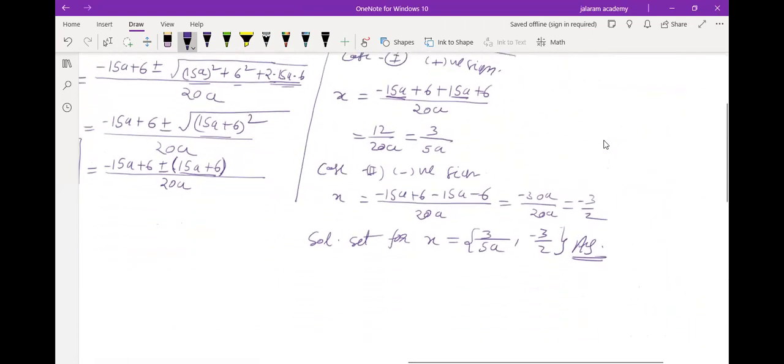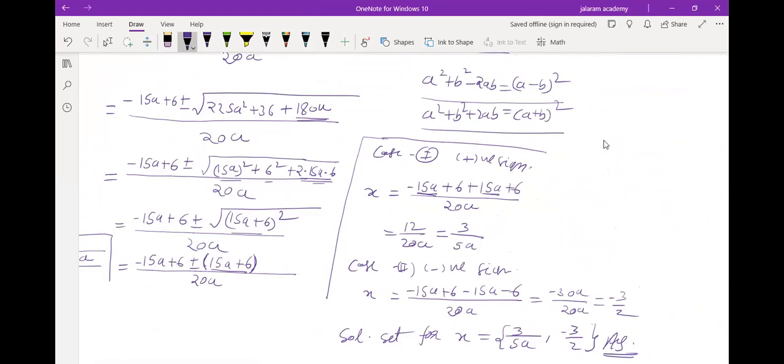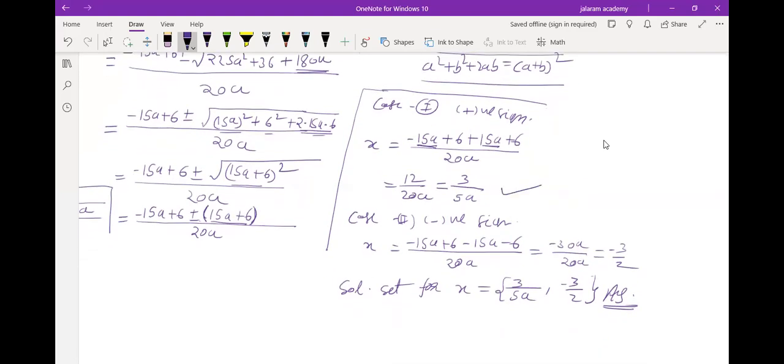Now we will take two cases. First, when we take positive sign, minus 15a plus 6 plus 15a plus 6 over 20a. So 15a will be cancelled out. So 12 upon 20a, that is 3 by 5a will be the first answer. And case second, negative sign, x equals to minus 15a plus 6 minus 15a minus 6 over 20a. So 6 this time will be cancelled out. Is that clear to you?